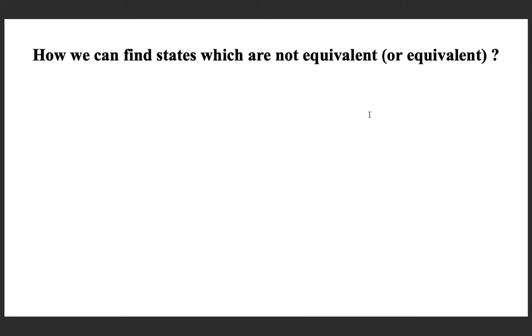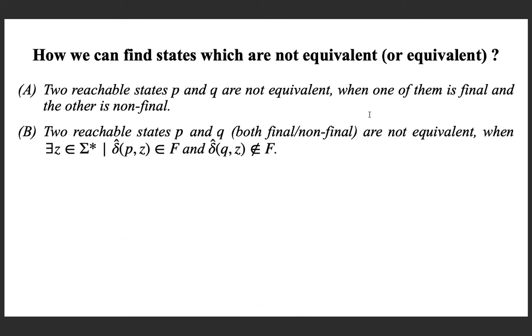So, we wanted to answer this question, and to answer this question we have these two answers. If you are looking at a reachable pair of states, one of them final and the other one non-final, then they cannot be equivalent. And if you are looking at a reachable pair of final or non-final states, then they are not equivalent if there exists a string for which the path from one of them is going to a final state and the path from the other is going to a non-final state.